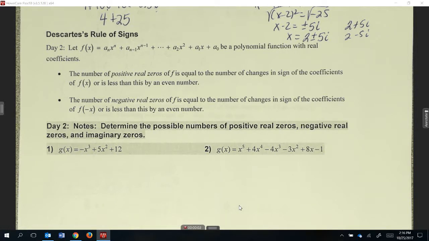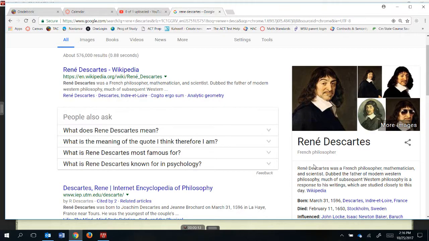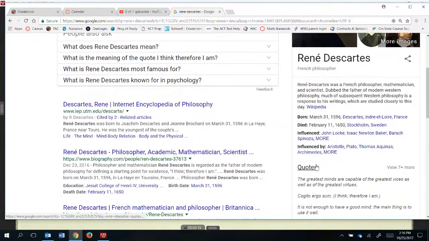All right, guys, so we're on page 104, section 4.6 still. We're going to start looking at Descartes' rule of signs. Descartes was a mathematician. Here's a picture of him. He was actually a philosopher, but he was very interested in math as well. He was alive in the late 1500s, early 1600s, and he did a lot with mathematics.